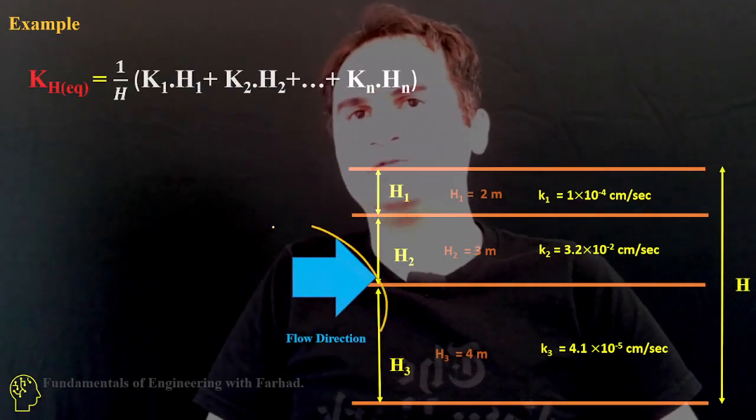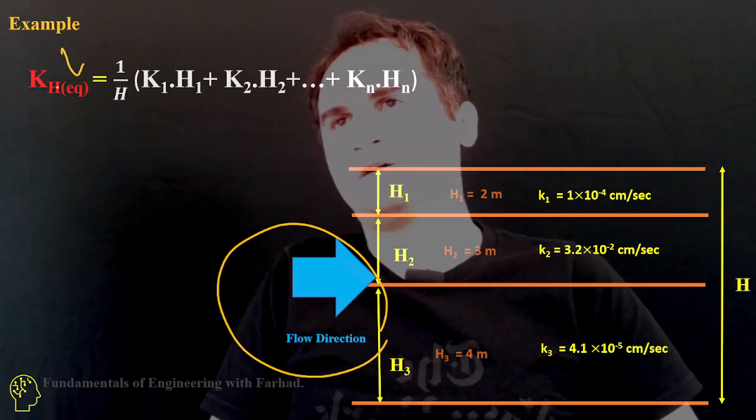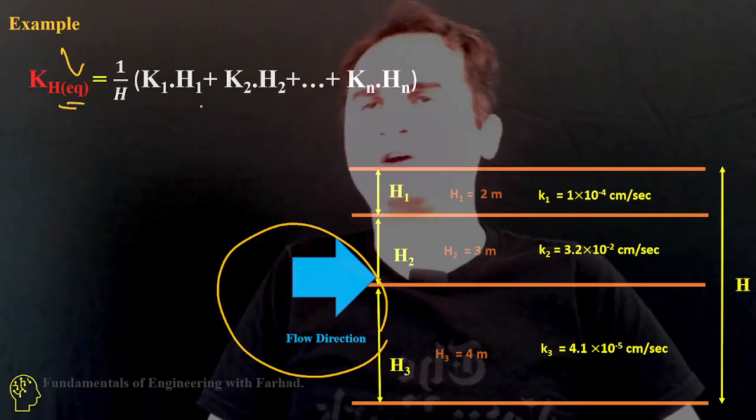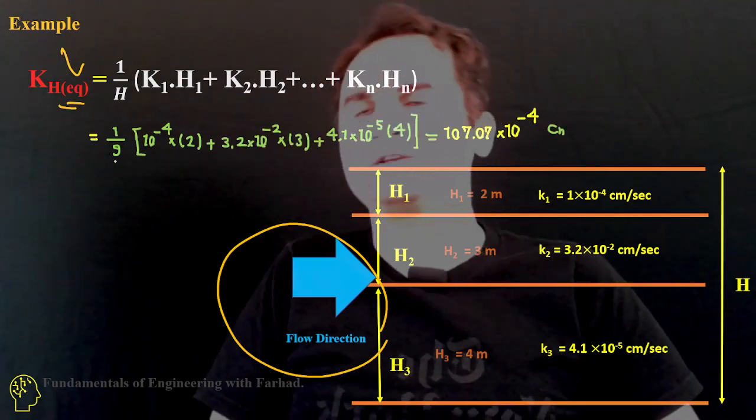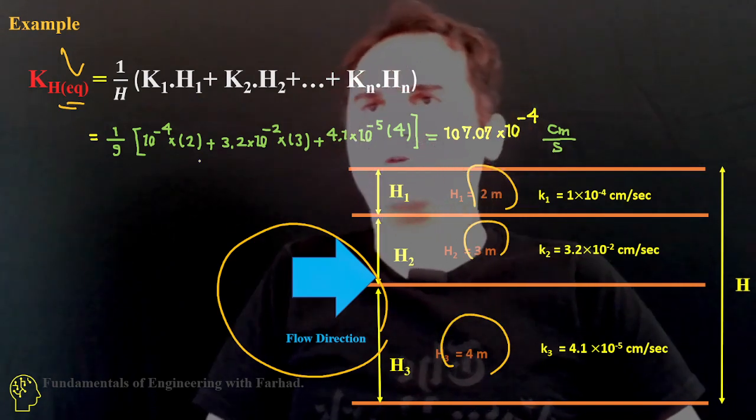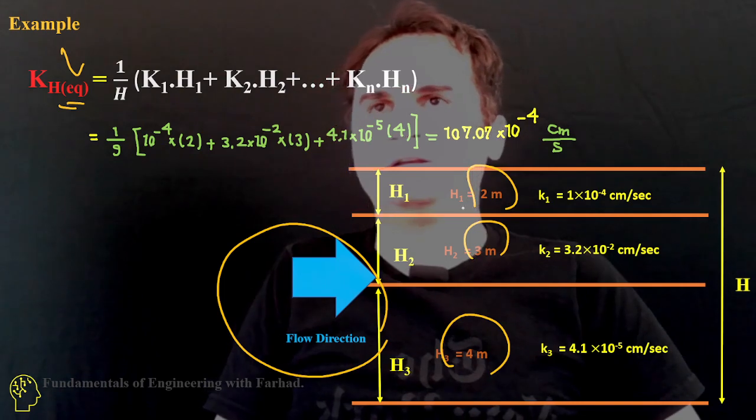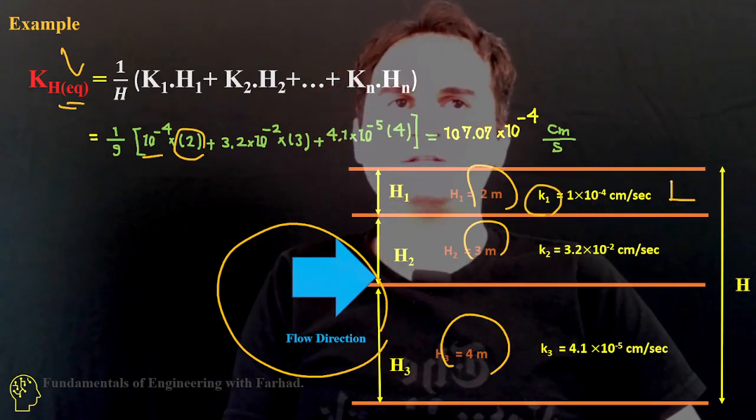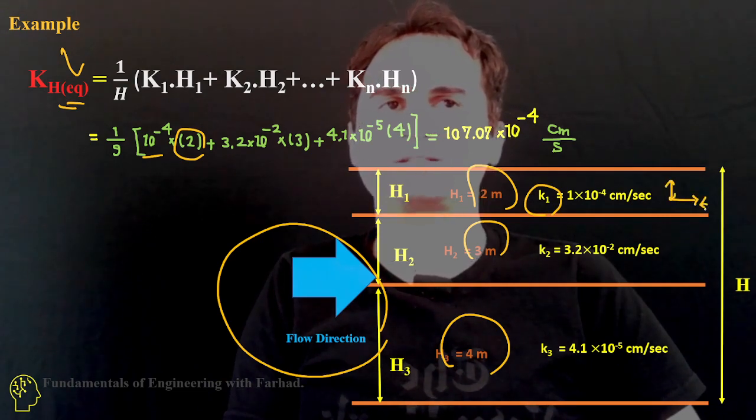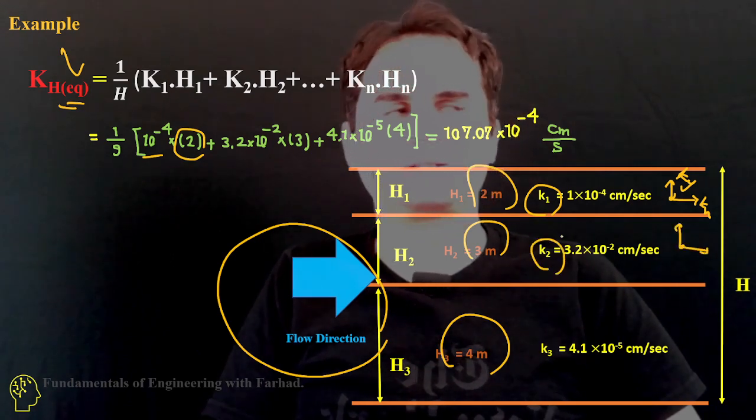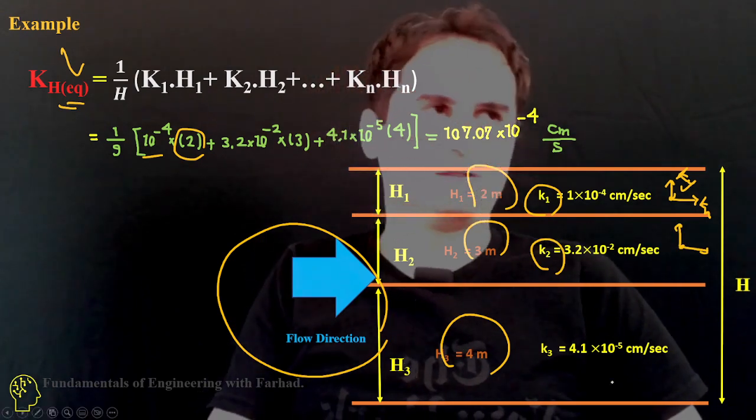First, in the horizontal flow direction, KH equivalent, the horizontal hydraulic conductivity equivalent, is equal to 1 over the total height of the layers, which is 2 meters plus 3 plus 4, that's 9 meters, times K1 H1 plus K2 H2 and so on. The height of the first layer is 2 meters, times the conductivity of the first layer, and just assume K1 is the conductivity in both directions, so that's either of Kx and Ky for all the soils. K2 remains equal in both directions.